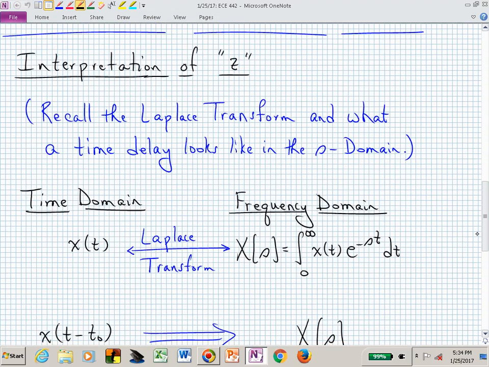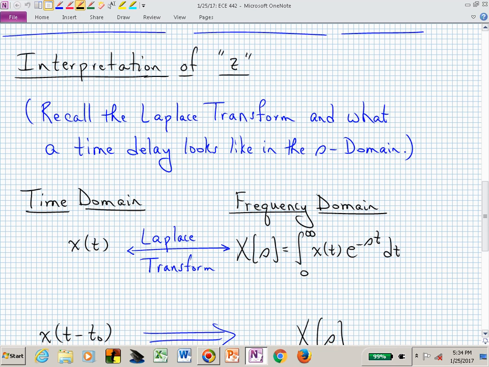Interpretation of Z. We are going to do this based on where you've already been. I'm assuming that you still remember a little bit about Laplace transforms. And what does the Laplace transform look like when we're dealing with a delay? If we had a generic time domain waveform, little x of t, if we Laplace transform it, there's the definition of the Laplace transform. It's capital X of s is this integral from 0 to infinity.